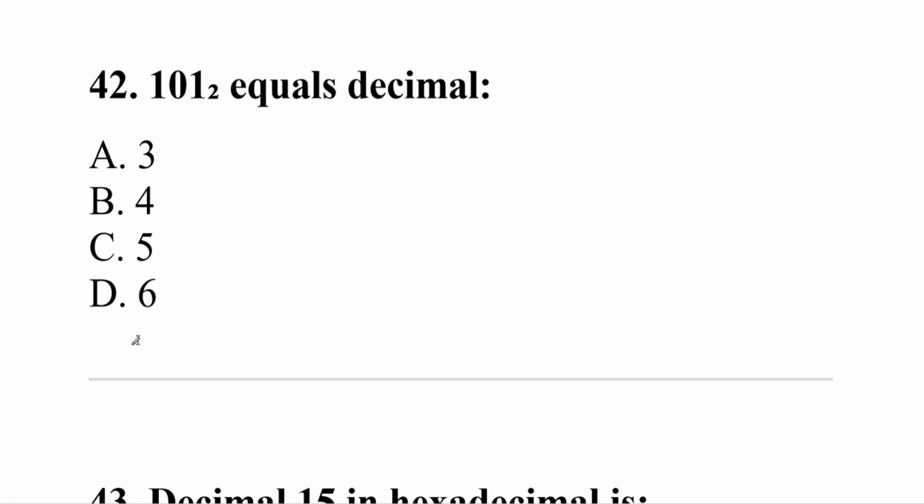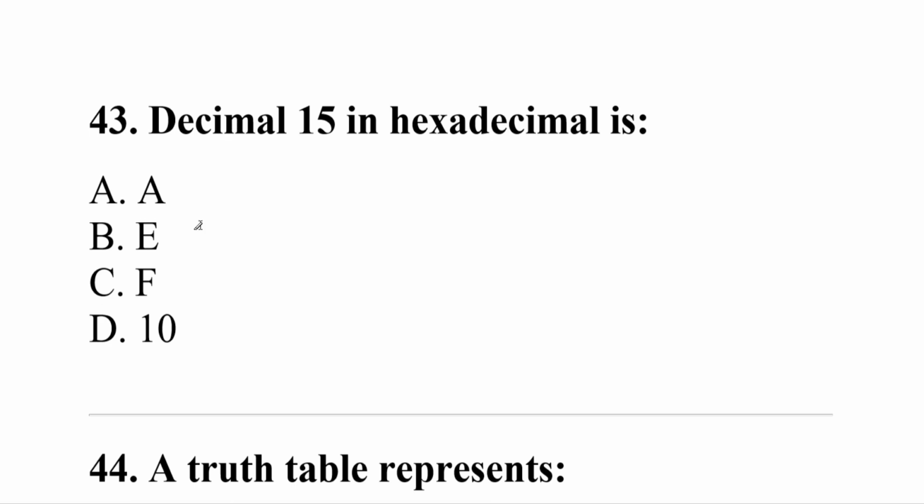Then after that, question number 42, again a question repeated, that 101 you have to convert. This is the binary number and you have to convert it into decimal. So 1 + 4 equals to 5. That means option number C, that is 5, is the correct answer.